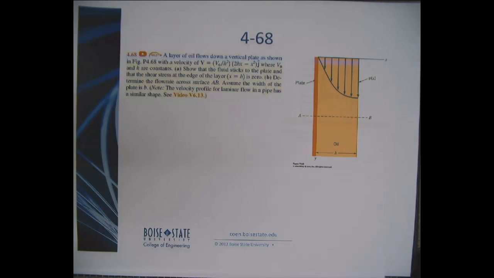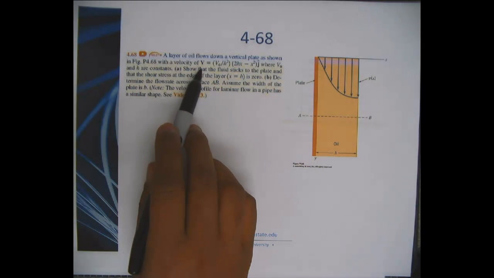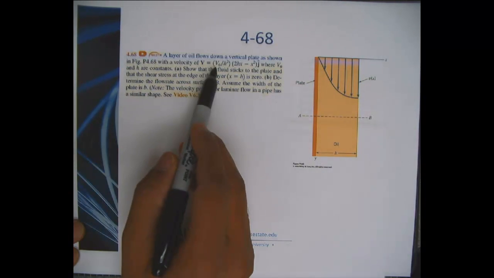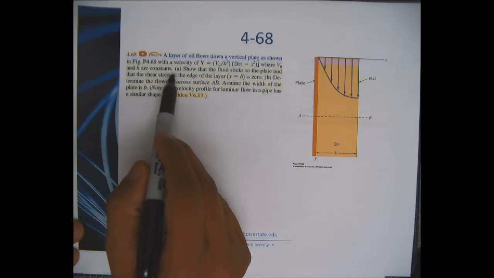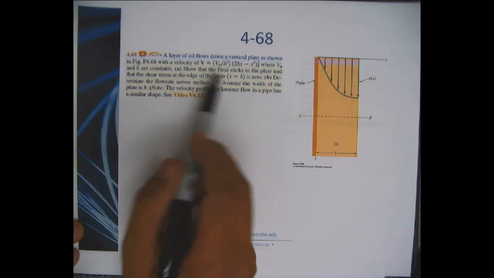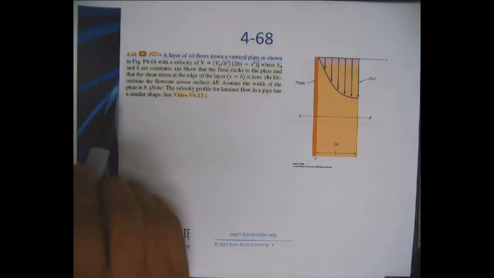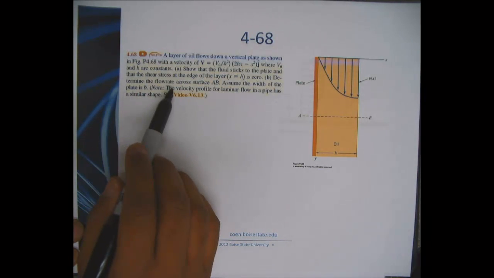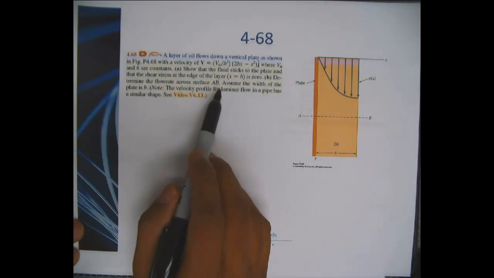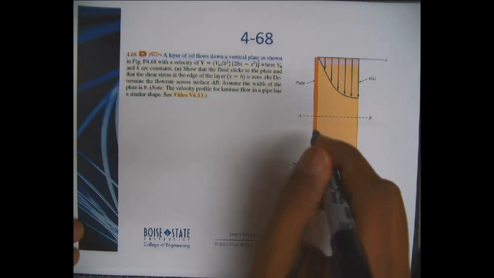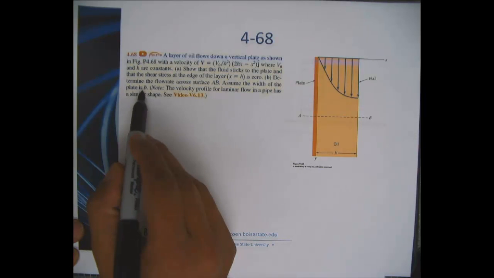Now let's look at another problem. A layer of oil flows down a vertical plate as shown in this figure, and you're given the velocity profile, and this is your y direction, this is your x direction, and your v naught and h are constants here. First, you're asked to show that the fluid sticks to the plate and that the shear stress at the edge of the layer at x equals h is 0. And also you're asked to determine the flow rate across the surface AB, and you're asked to assume the width of the plate, that means the depth into the paper, is B.